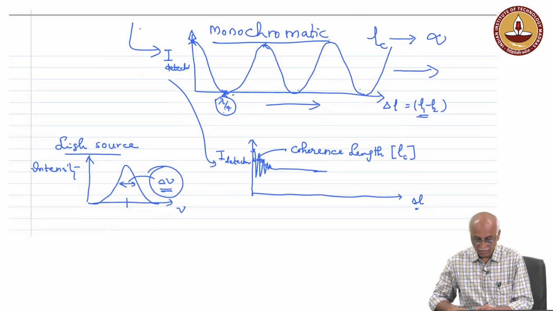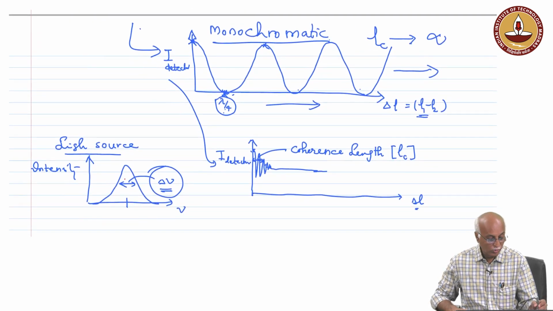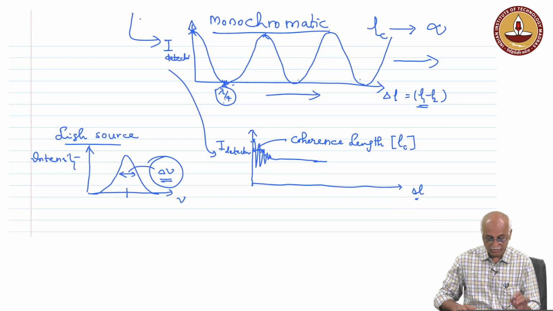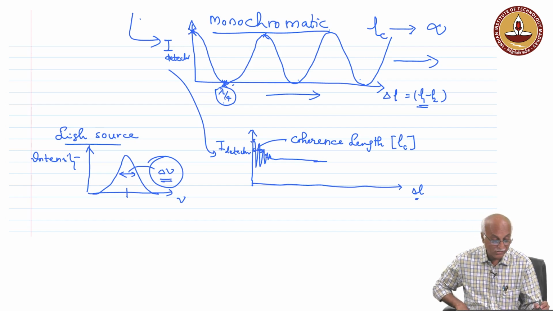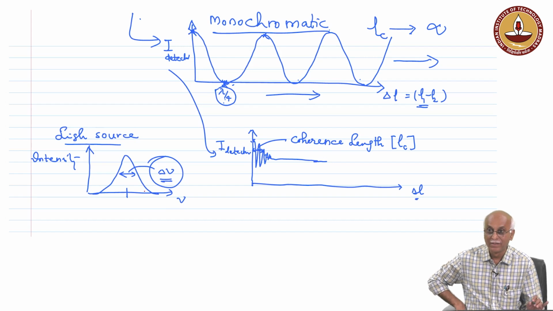But when I use a light source with a bandwidth delta nu, I will observe this intensity variation for a small length which is known as coherence length, and then it ceases. So, how do we estimate this coherence length? The intensity pattern also depends upon the spectral characteristics as well.